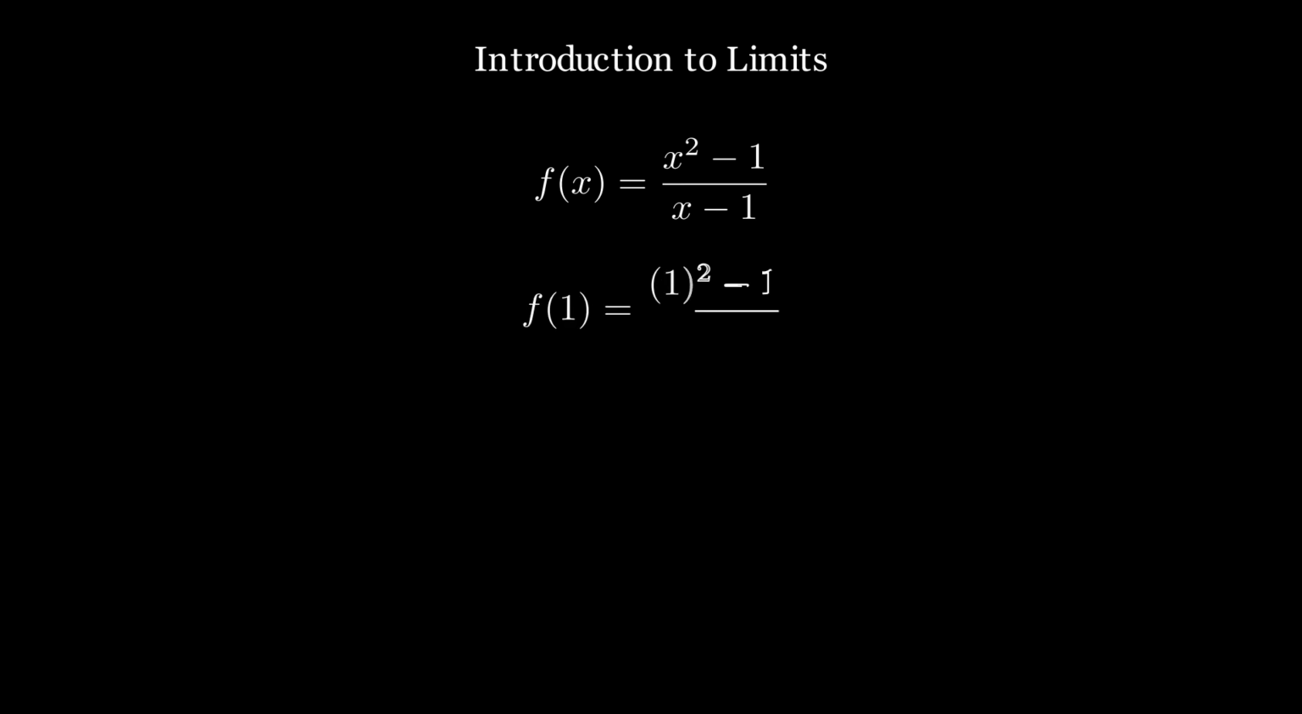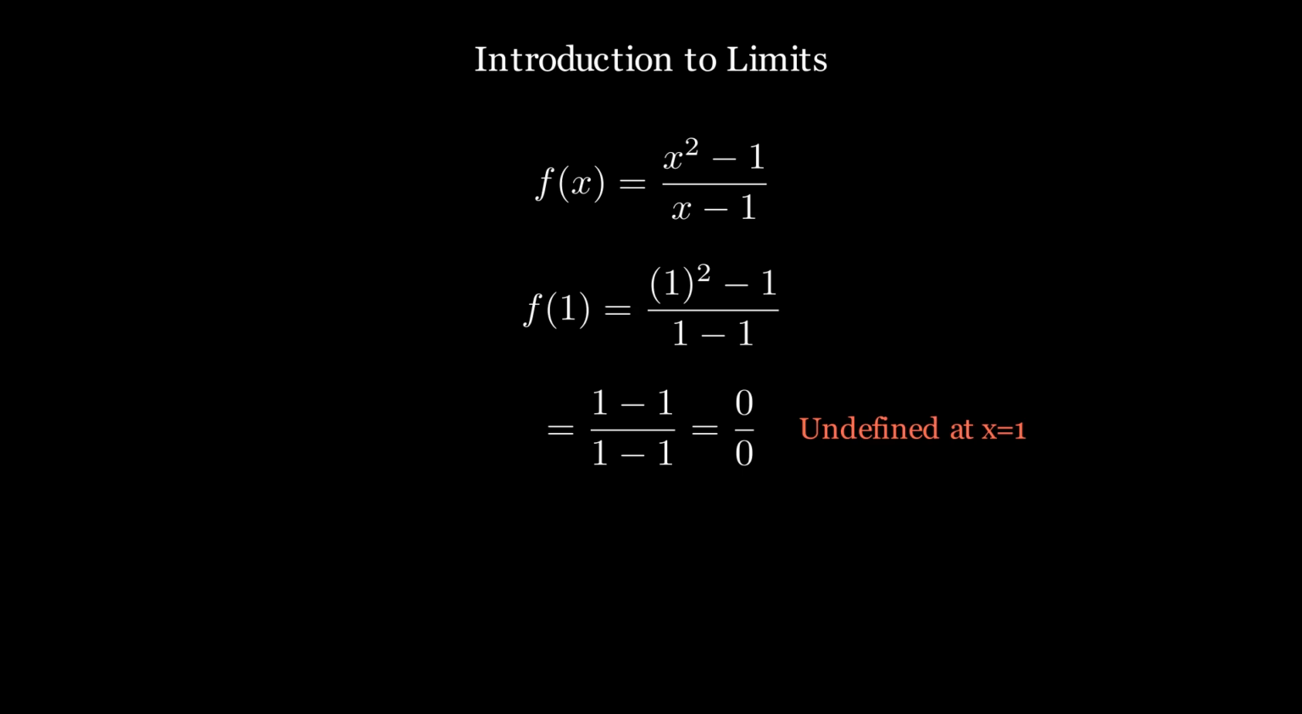Let's see what happens if we try to evaluate the function exactly at x equals 1. We plug in 1 for x. This simplifies to 1 minus 1 in the numerator and 1 minus 1 in the denominator, which is 0 divided by 0. This form, 0 over 0, is called an indeterminate form. It means the function is undefined at x equals 1.